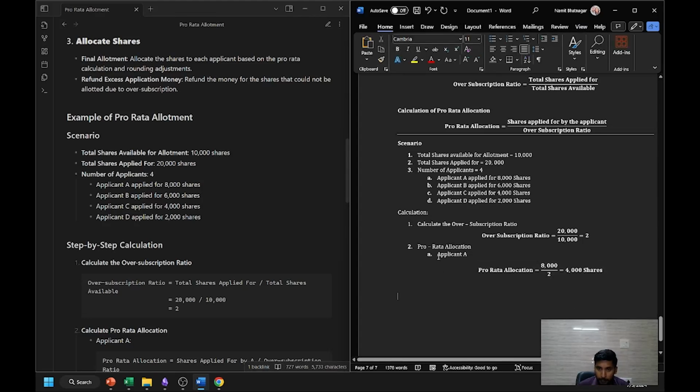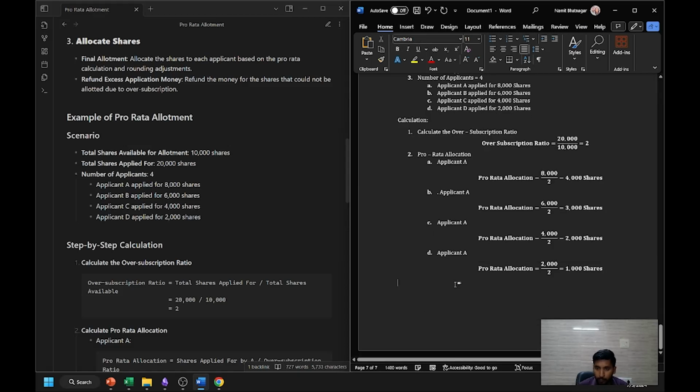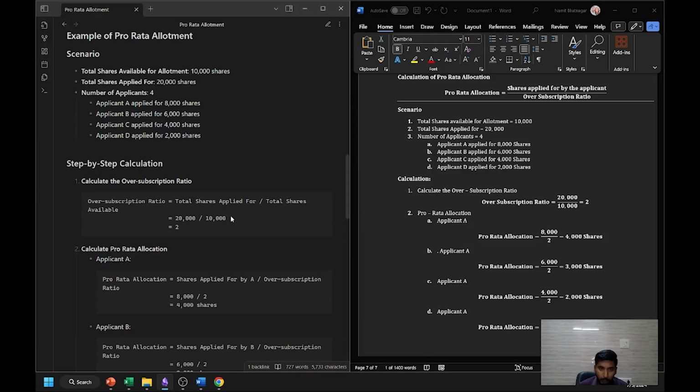Now the same for all the other applicants. It is 6,000 by 2, that is 3,000 shares. It is 4,000 by 2, that is 2,000 shares. And it is 2,000 by 2, that is 1,000 shares. This is how we will allot the shares on the pro rata basis.